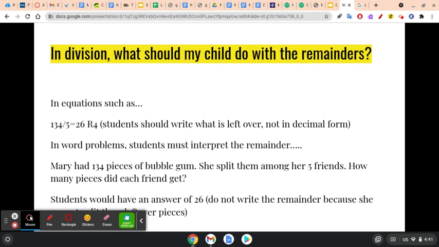So here's an example. Mary had 134 pieces of bubble gum. She split them among her 5 friends. How many pieces did each friend get? Students would have an answer of 26, but they wouldn't write the remainder 4, because they are going to get whole pieces of candy. We're not going to take those 4 pieces and try to split them up between her 5 friends. So they would just write 26 pieces of candy is what each friend would get.